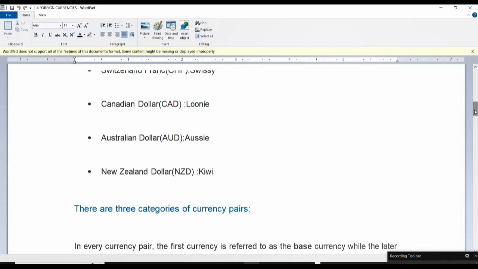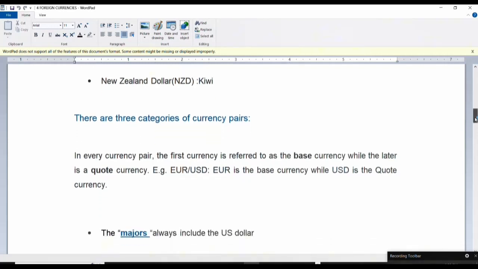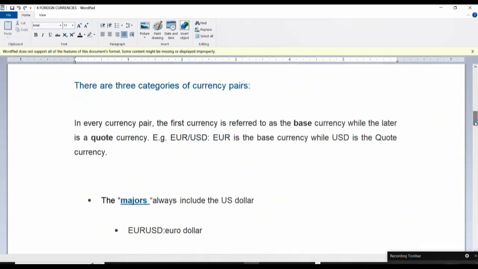Like we said earlier, there are three categories of currencies. We have the major currencies, the minors, and the exotics. Now, in every currency pair, the first currency is referred to as the base currency. A currency pair is simply the combination of two currencies. The first currency is called the base, and the second currency is called the quote, because the second currency is quoted against the first currency. For example, EUR/USD. Euro is the base currency, and USD is the quote currency because the United States dollar is quoted against the euro.